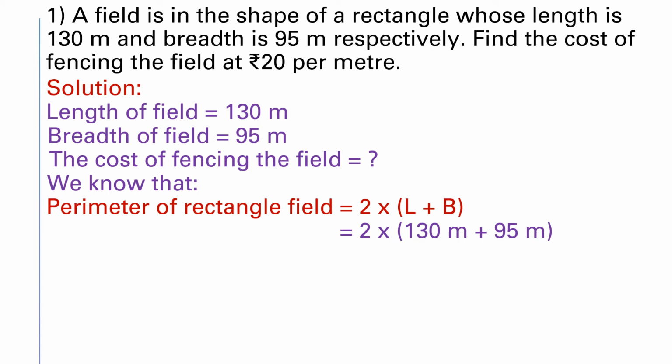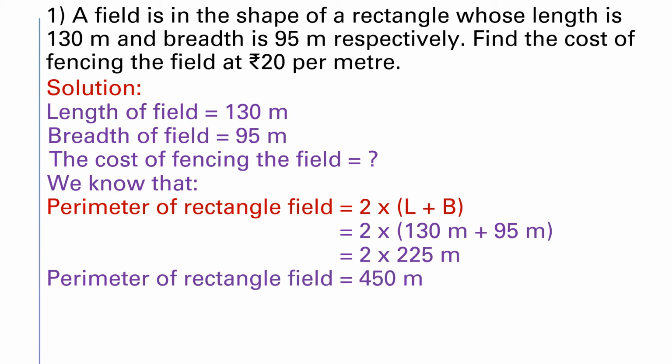By BODMAS, first we solve the bracket. So do the addition: 130 meter plus 95 meter, we get 225 meter. So write down 2 multiply 225 meter. Now do the multiplication. We get 450 meter. So perimeter of rectangle field is equal to 450 meter.